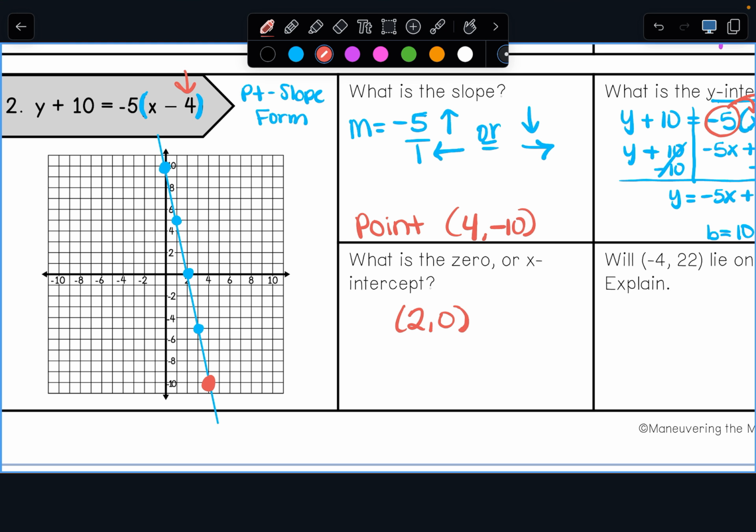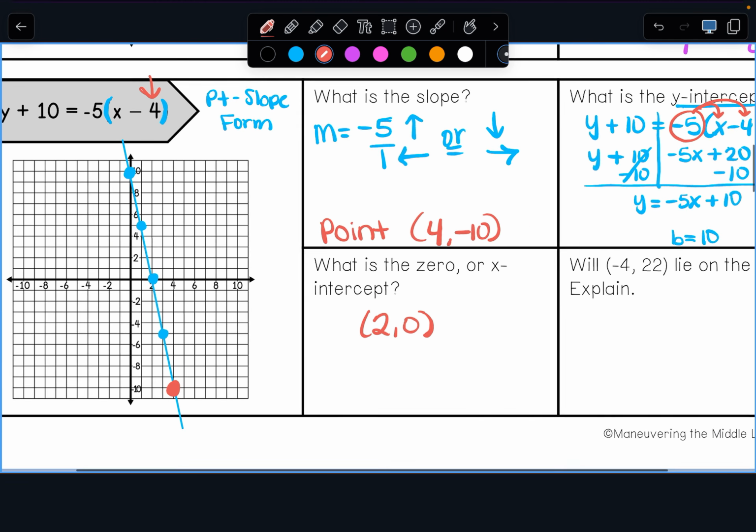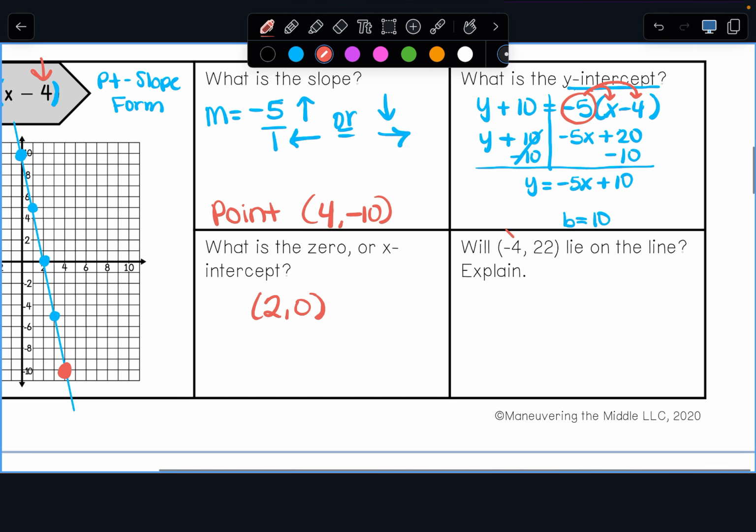We don't know. We have to solve it. We have to plug it in. Our equation is y plus 10 equals negative 5 times (x minus 4). So we replace y with what number? Negative 22.